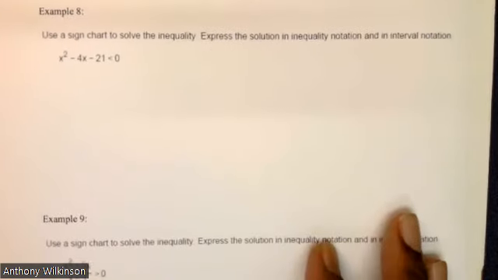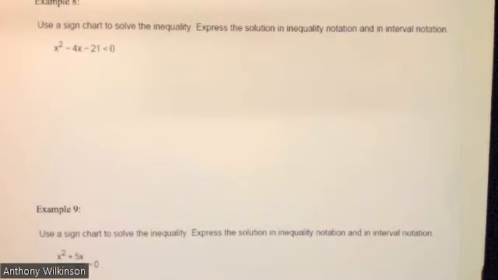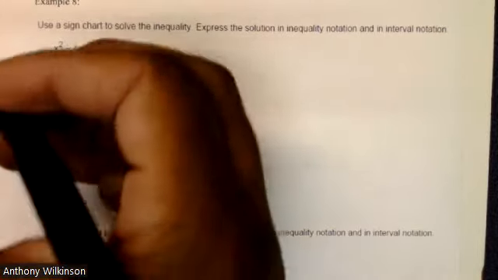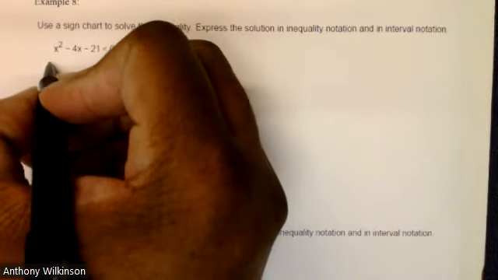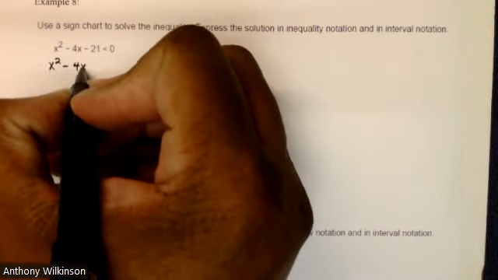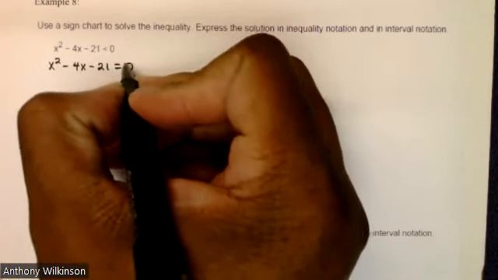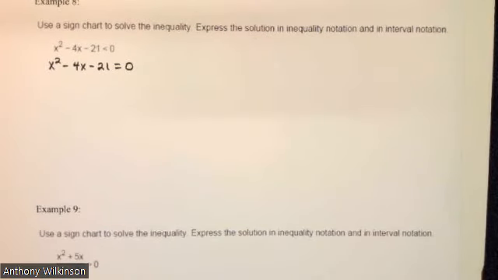So now in this example, we're going to use the sign chart to solve the inequality x squared minus 4x minus 21 is less than 0. We're going to express the solution in inequality notation and in interval notation. First of all, I'm going to treat this as x squared minus 4x minus 21 equal to 0 and find out what my x values are.